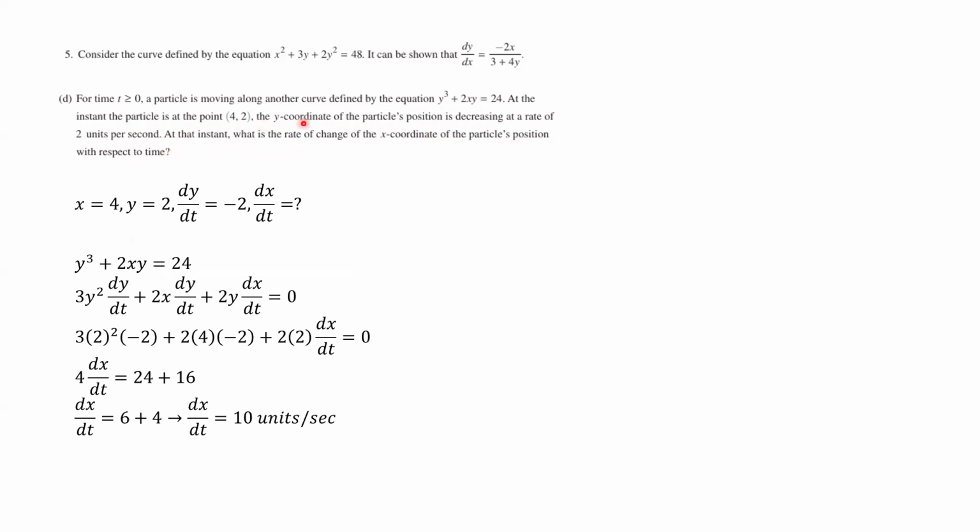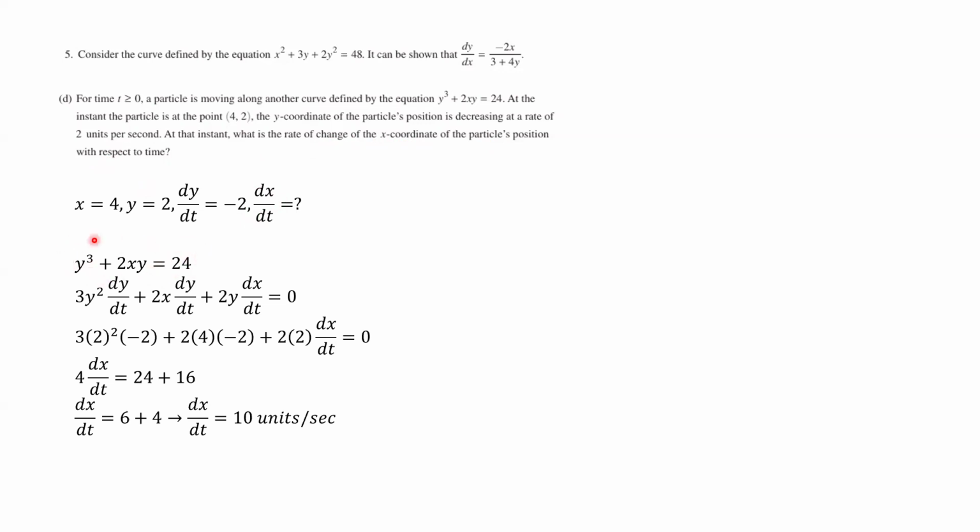Okay, so what did they give us? What did we want to find? This is what I always start with in related rates. They give us that x is equal to 4, y equals 2, y-coordinate is decreasing at a rate of 2 units per second. So dy/dt is equal to minus 2. Okay, negative because it's decreasing. And we're asked for what dx/dt is, rate of change of the x-coordinate of the particle's position with respect to time.